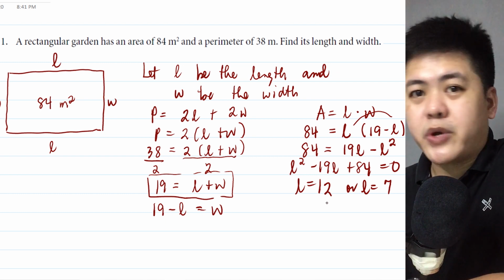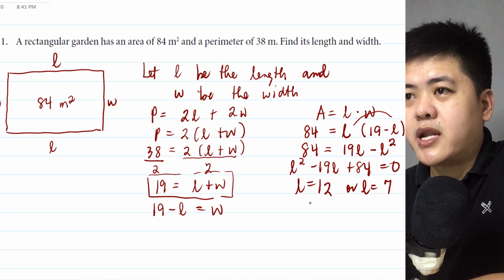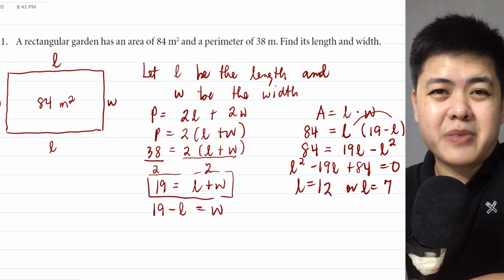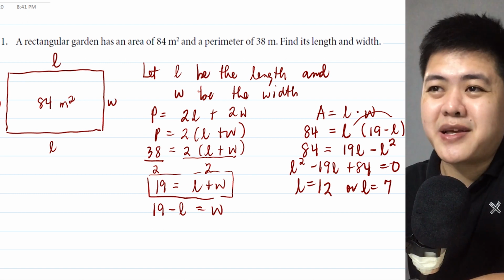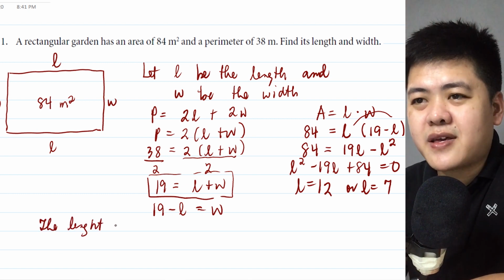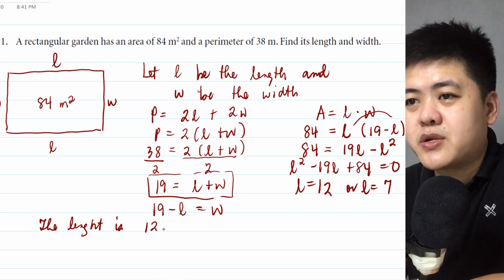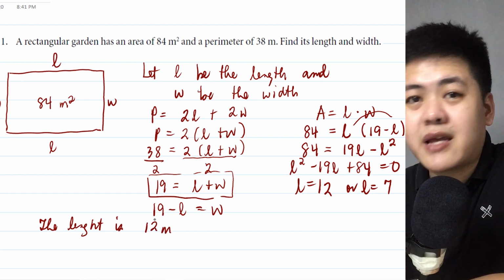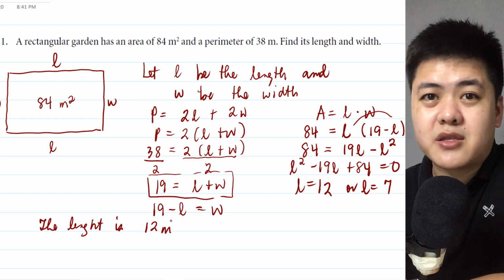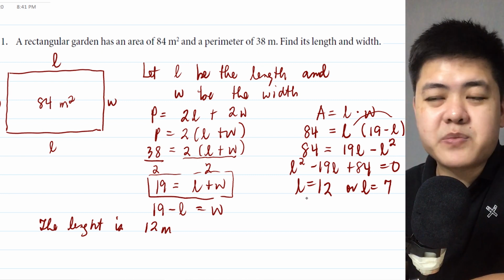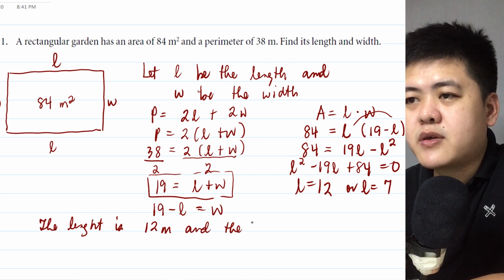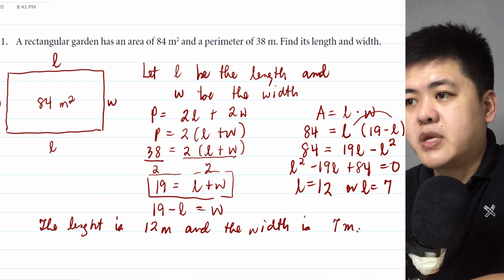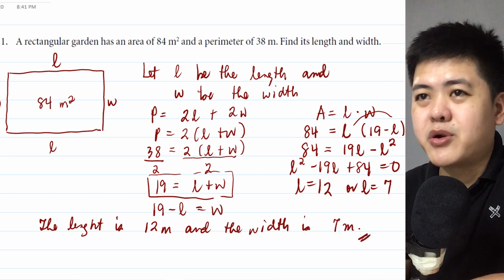Since pares naman itong pwede, 12 and 7. If we use L equals 12, kasi normally mas mahaba yung length, so the length is 12 meters. The width is 19 minus L, so that's 19 minus 12, which is 7. And the width is 7 meters. Okay, so there you go for number 1.